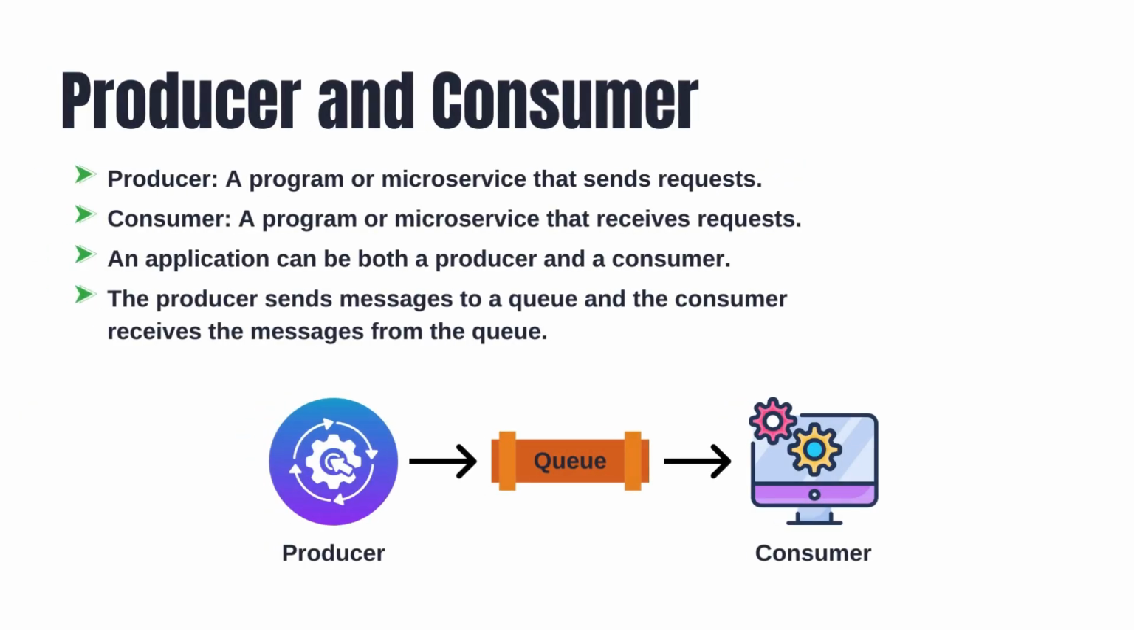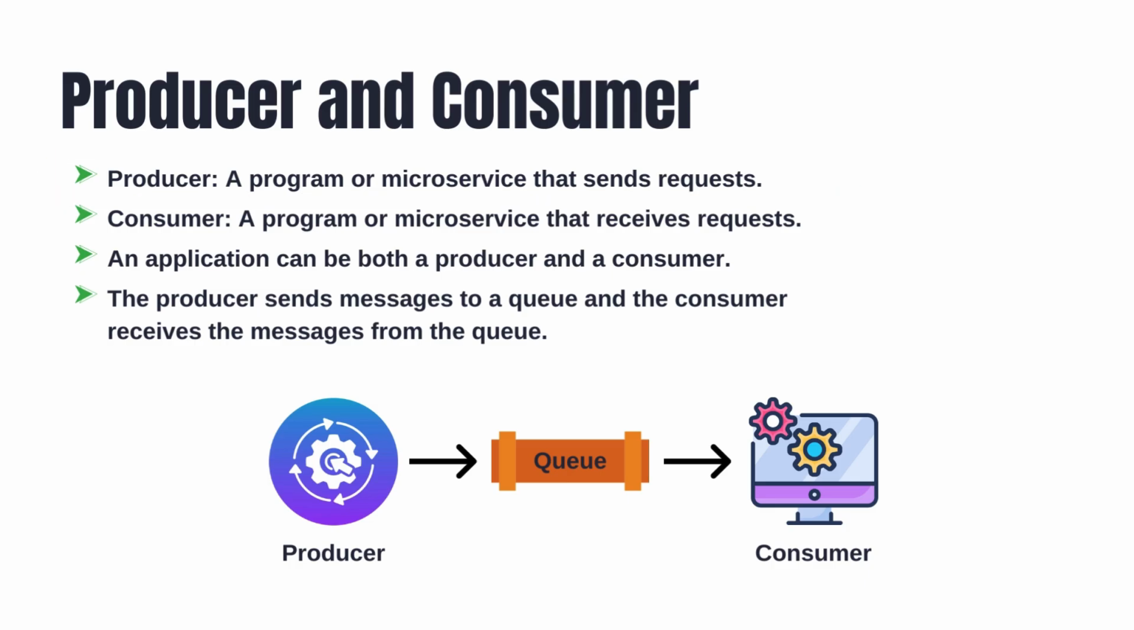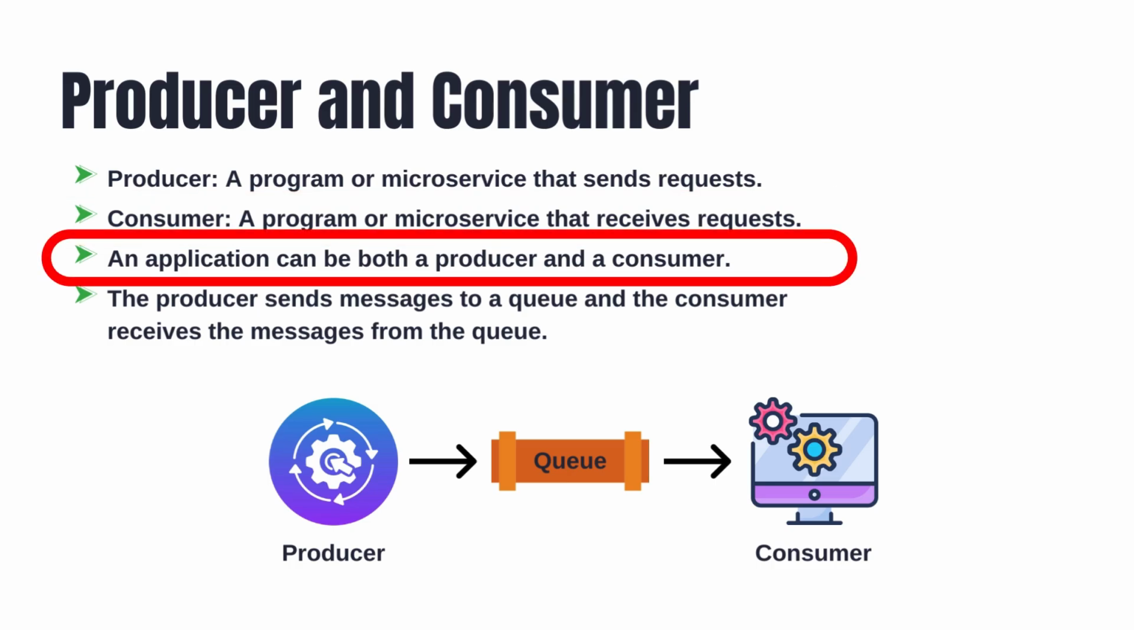So first of all, we're gonna discuss producers and consumers. In a message broker system, we have a producer, which is a program or microservice that sends requests, and a consumer, which is another program that consumes or processes the request. An application can be both a producer and a consumer.